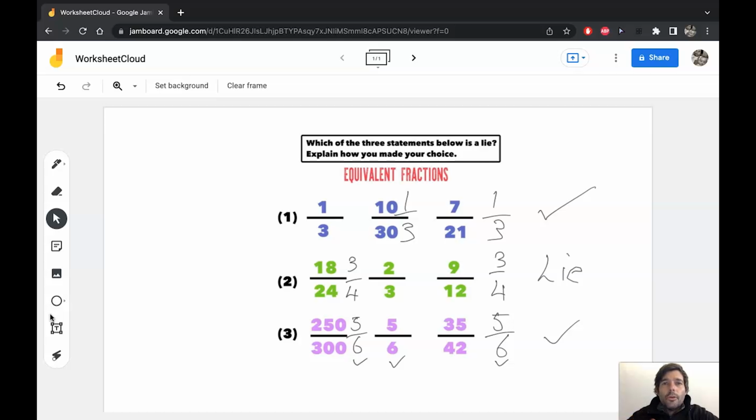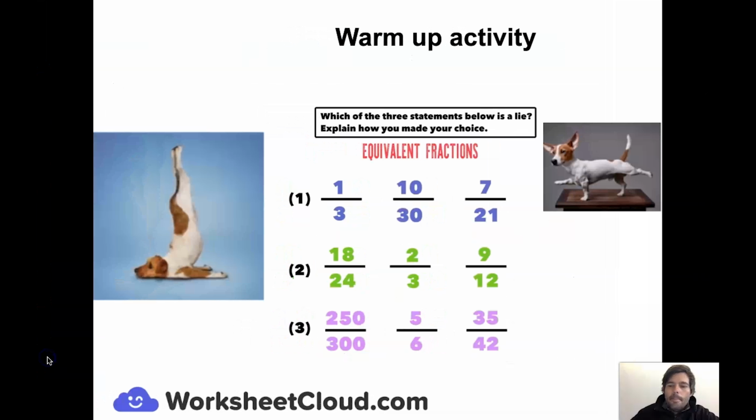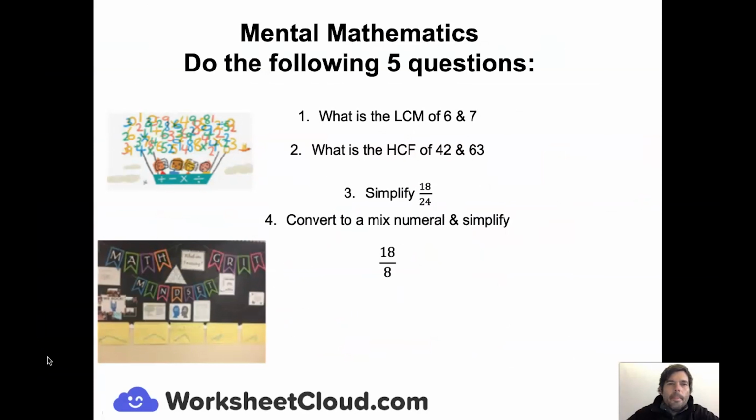Okay, so I hope you managed to get through that warm-up. Let's have a look at the mental maths questions for today. Okay guys, so here are your mental maths questions for today. All of them cover fraction principles that I feel you should know by grade 6. Press pause again. Work through the 4 questions and then press play to see how you got on.